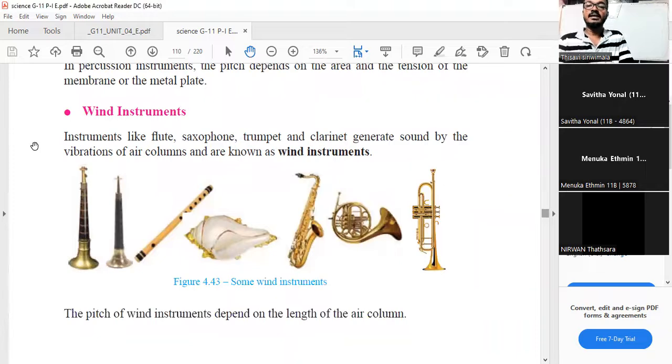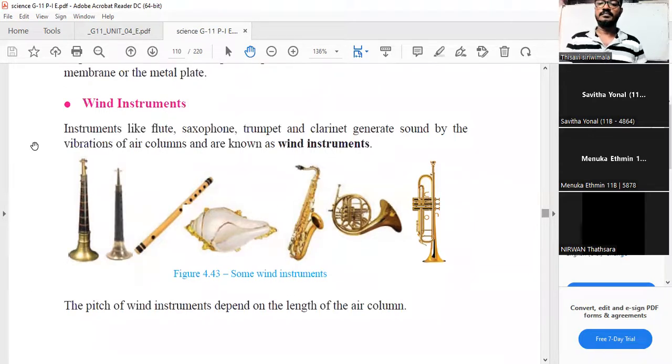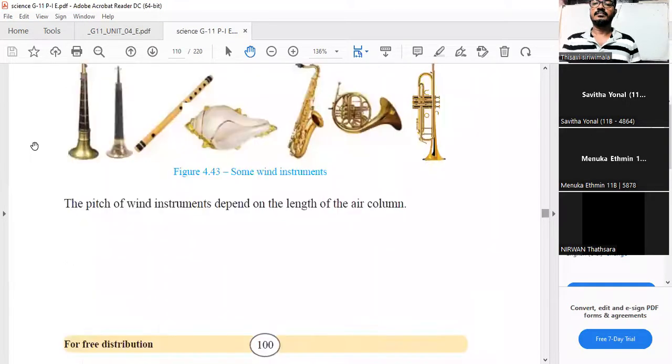So you can write instruments like flute, saxophone, trumpet, and clarinet generate sound by the vibrations of air columns and are known as wind instruments. The pitch of wind instrument depends on the length of the air column. So you can write it.